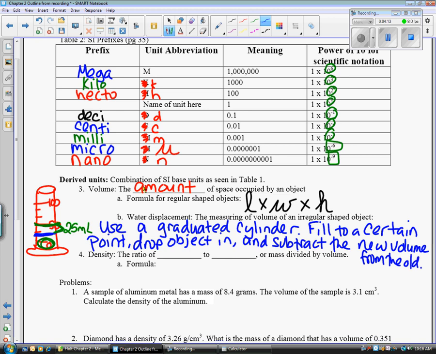Or the original. We're going to do that again in another lab with density. So you need water displacement to find the volume of irregular shaped objects. And the way that we used it was for what we're coming to right now, number 4, the density. And that's the ratio of mass to volume.